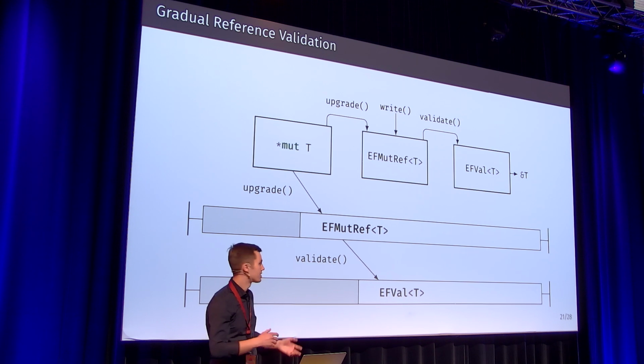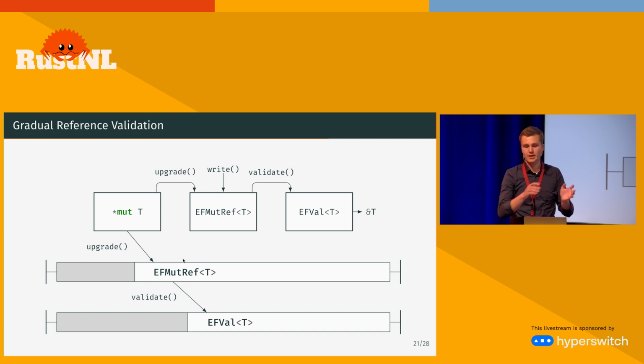We can also represent this on sort of a timeline where we take this raw pointer and then we upgrade it into this EF_mut_ref, which continues to exist for entire program execution, and then validate it into this EF_val, which also continues to exist. However, while that's safe in isolation, it can actually be quite dangerous when we pair it with some other operations that encapsulated functions exposes.